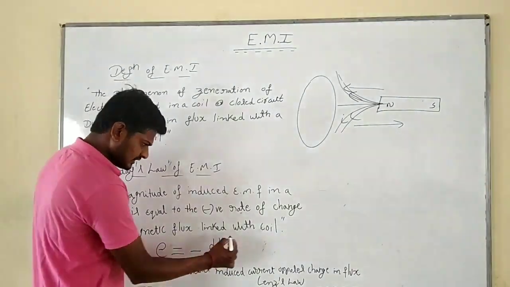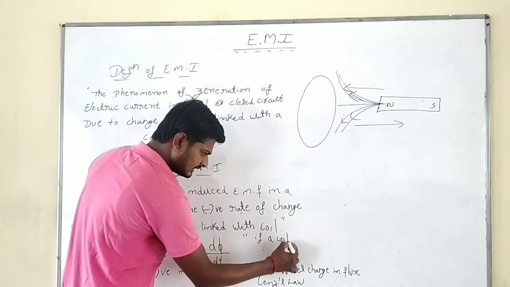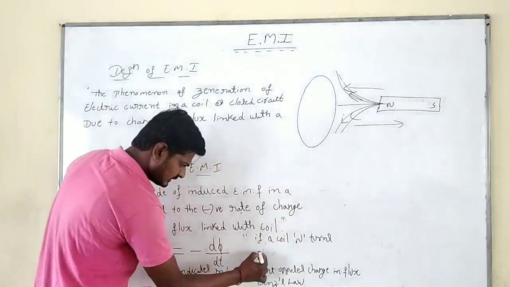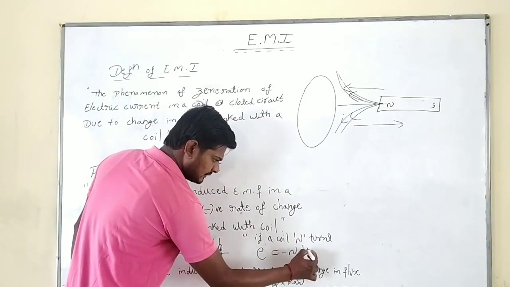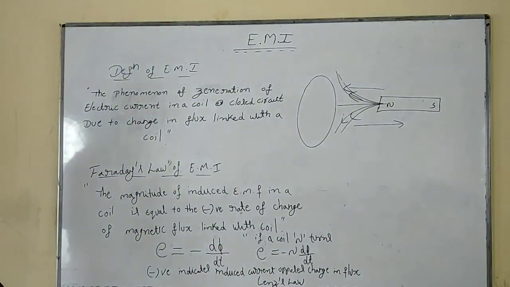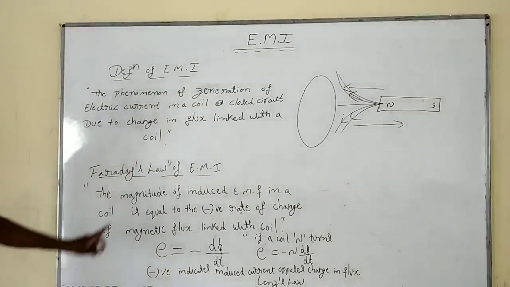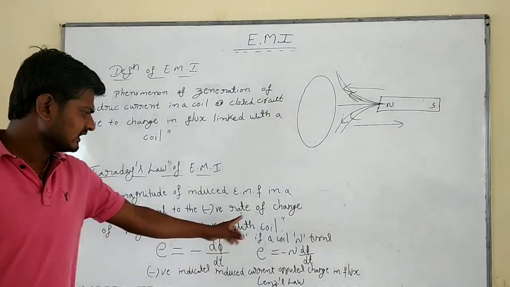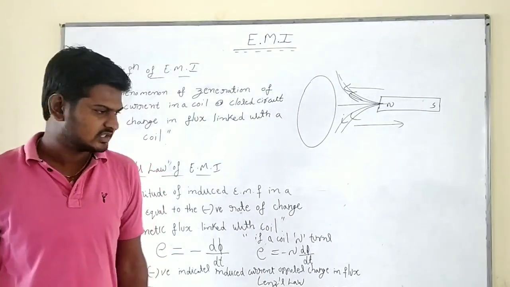In the same way, if a coil has N turns, we can write the induced EMF E is equal to minus N into dΦ by dt. This is what we call Faraday's law of electromagnetic induction. Simply, the magnitude of the induced EMF in a coil is equal to the negative rate of change of magnetic flux linked with the coil. This negative sign indicates that according to Lenz's law, the induced current opposes the change in flux.